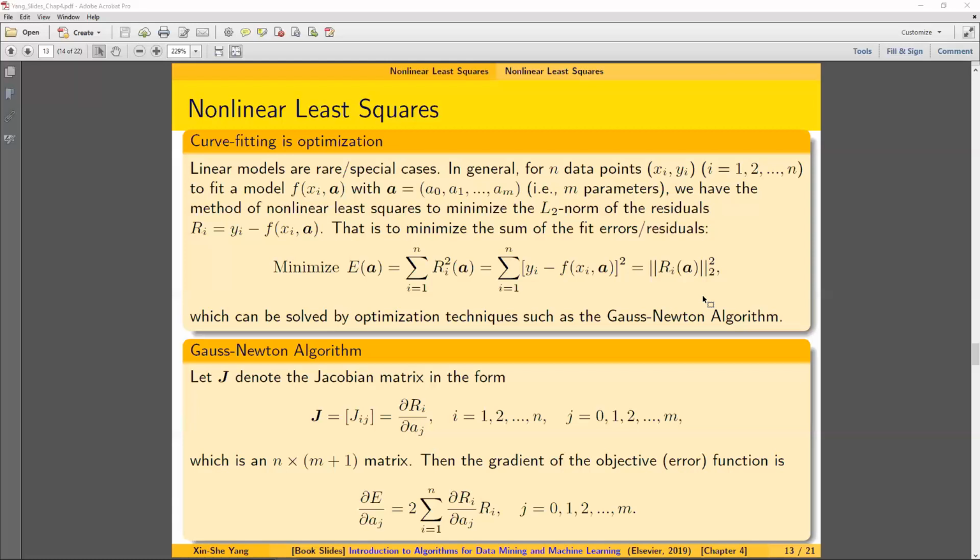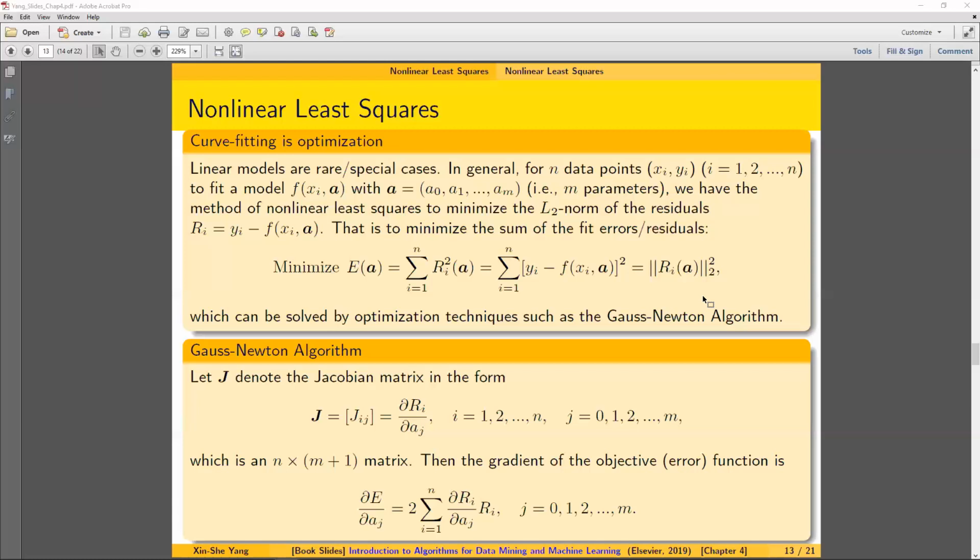So what you do is you use J to denote the Jacobian matrix, in the form that each element J_ij is the partial derivative of r_i in terms of a_j. And i and j are the notation, so you see that essentially it's the element index in the matrix. This Jacobian matrix is n times n plus 1.